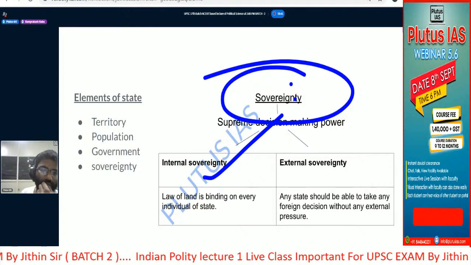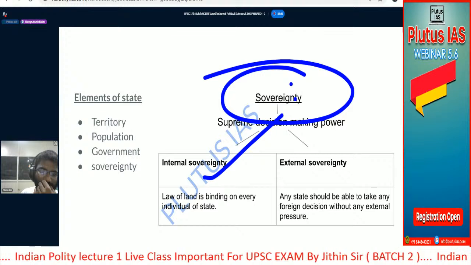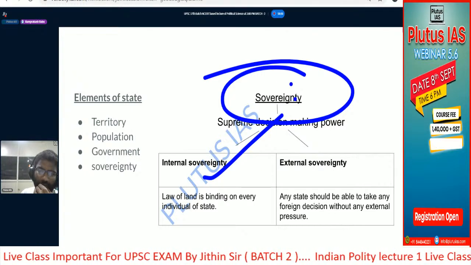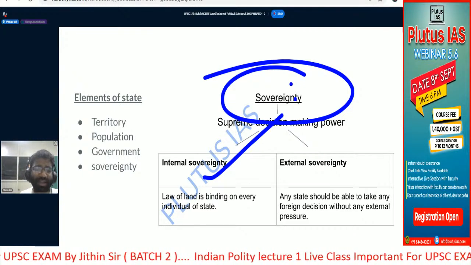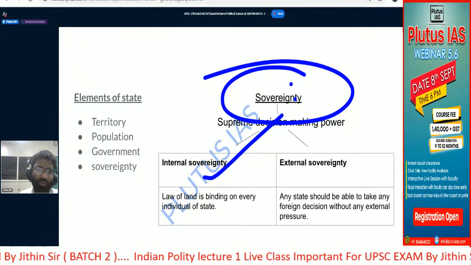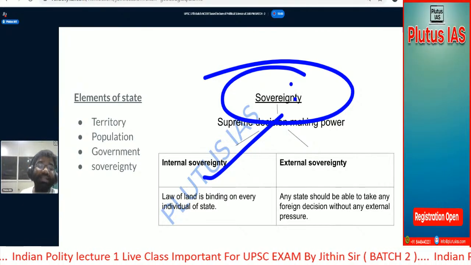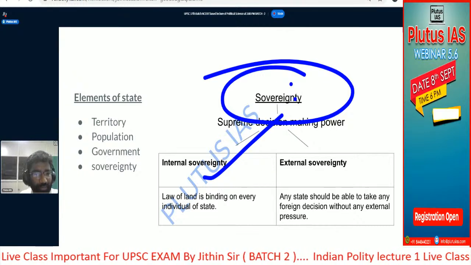Yeah, ask. Can the center impose a certain law on a state, like if center thinks it's required? Yeah, it can impose. Emergency is imposed by the center under the seal and warrant of the President of India. If the central government thinks that a certain law needs to be imposed on a particular state, they can impose.